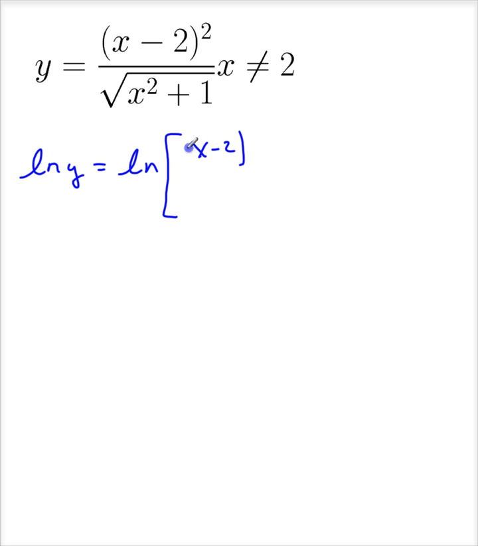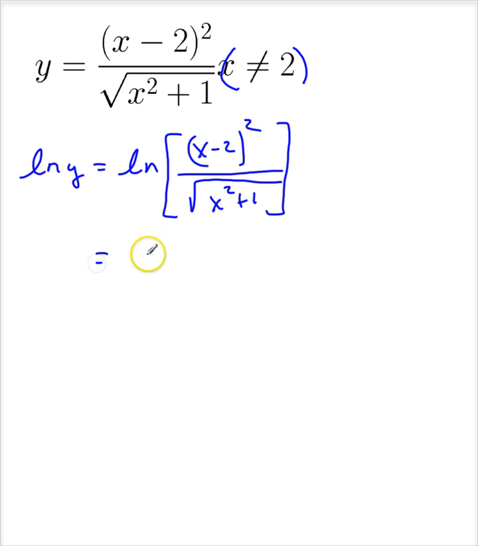The natural log of (x minus 2) squared divided by the square root of x squared plus 1. Now this is my equation editor. This is not part of the equation. Now I'm going to apply the log rules to simplify this out. So this is twice the log of x minus 2 minus 1/2 the log of x squared plus 1.